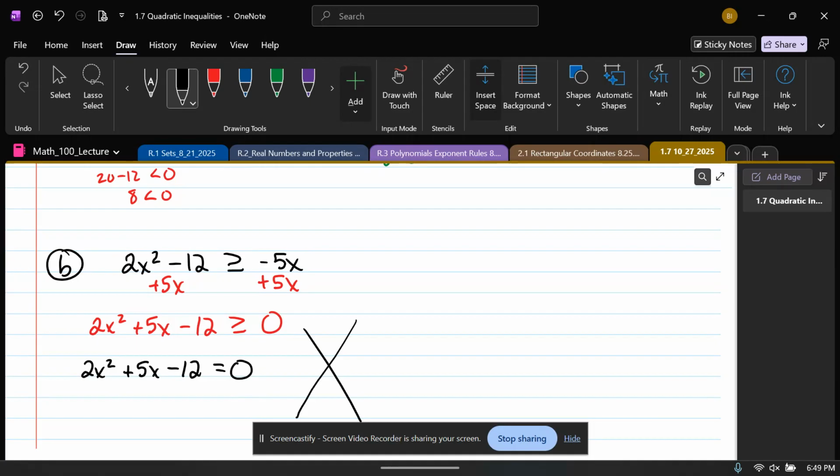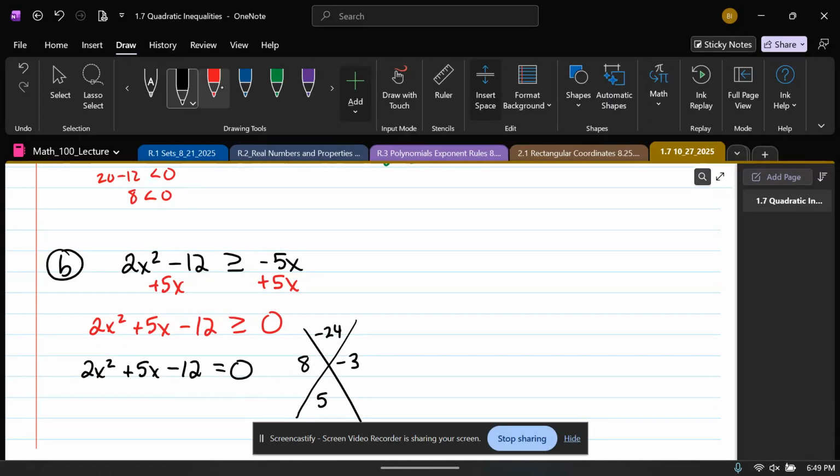What goes on the top of my x? -24. Good. And then 5 goes on the bottom. So we need numbers that multiply to be -24 and add to be +5. 8 and -3. We've seen that a few times tonight, haven't we? Now, because it has the 2 in front of the x squared, I can't go straight to my factors. I got to do that grouping stuff.